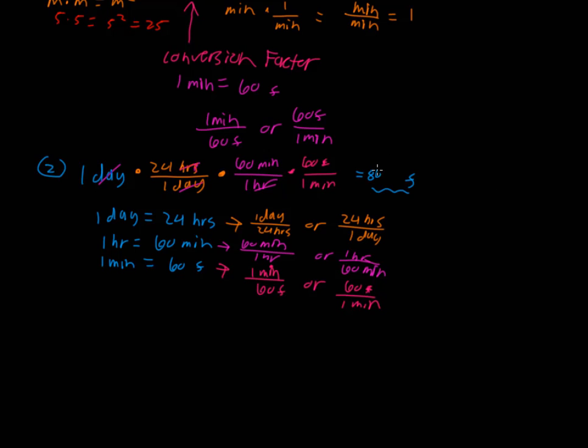So let's see if I can squeeze that in here. 86,400 seconds. If you wanted to write that in scientific notation, you could. It would be 8.64 times 10 to the 5th seconds. Is that right? 1, 2, 3. No, that's not right. 10 to the 4th seconds. 1, 2, 3, 4. Yeah, 10 to the 4th. So that's how we would write it in scientific notation.